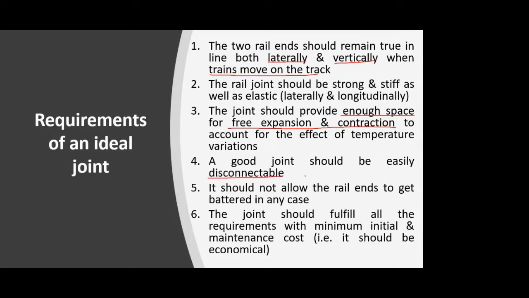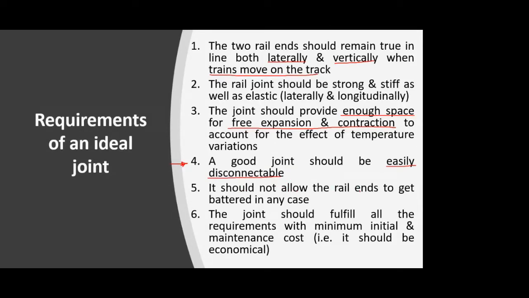Now again, on one side we are saying that a joint is already a weak link and we are trying to make it stable, but at the same time the disconnectability should be easy. This is from the maintenance point of view. If your joints are not easily removable or disconnectable, then the maintenance will take a long time, and it will hamper the schedule of your system.